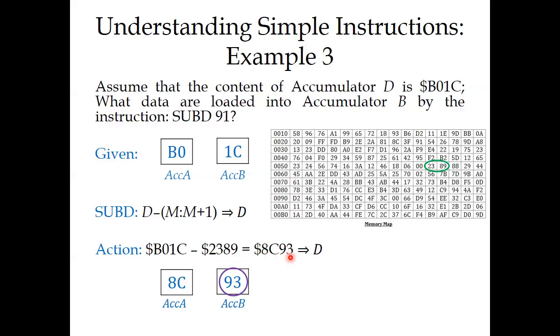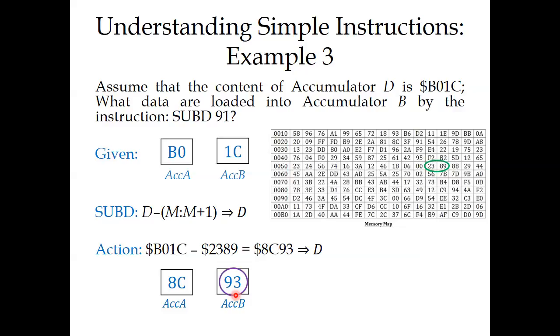Now this is the new content of D, which means the new content of accumulator A is 8C, and the new content of accumulator B is 93. The question was asking about accumulator B, so the answer should be 93.